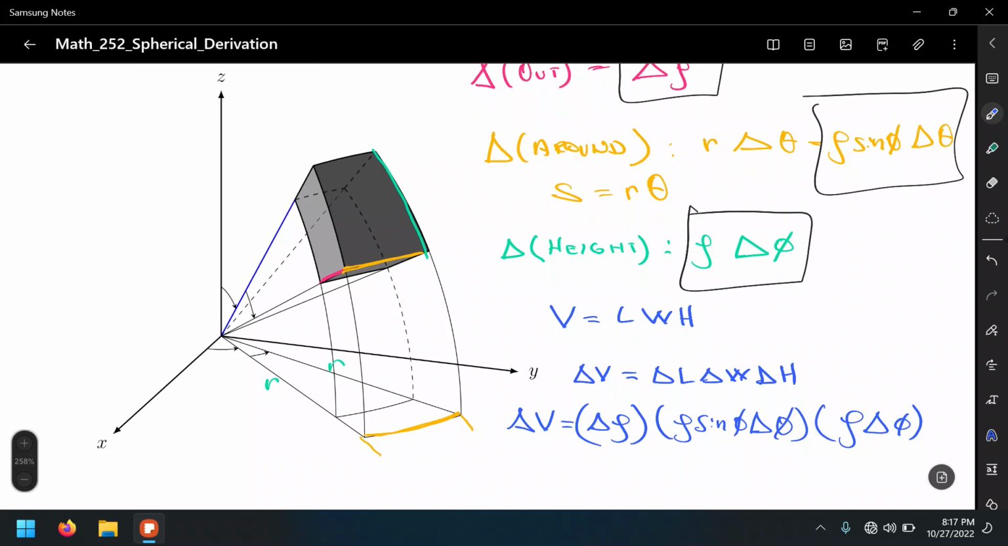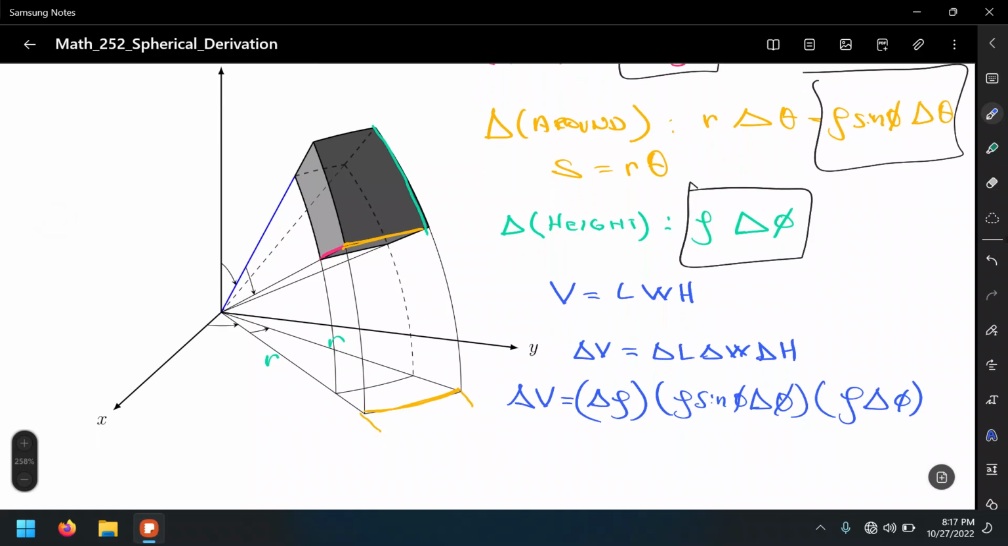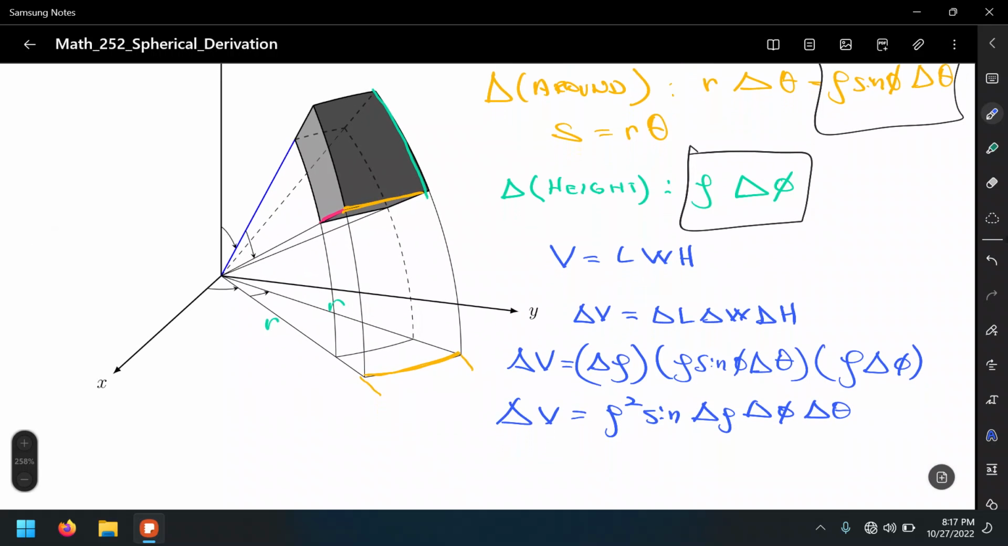All right, how about we simplify this a little bit? Well, rho times rho, that's rho squared, times sine, delta rho, delta phi, delta, actually I messed one up. This one was supposed to be delta theta. Does that look familiar? Well, that's the finite element.